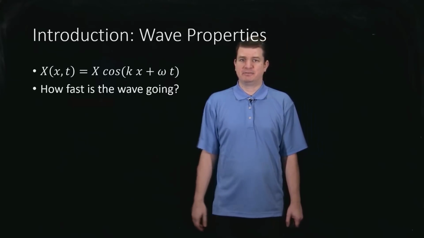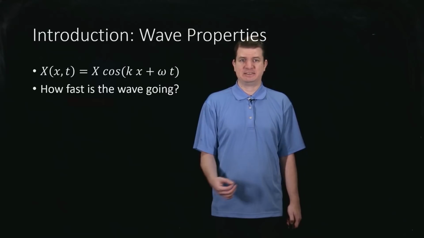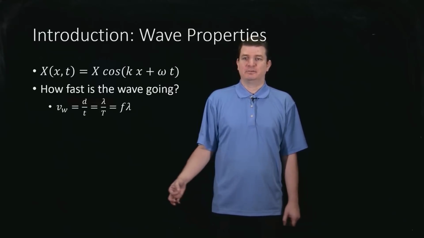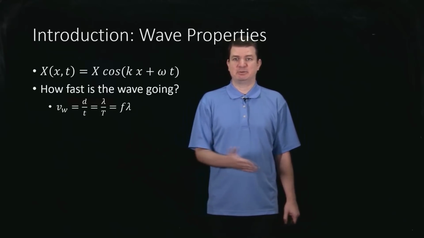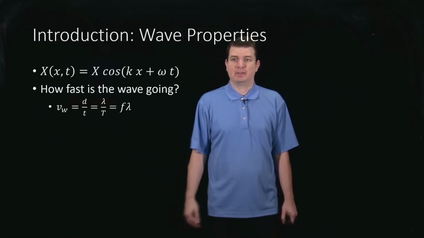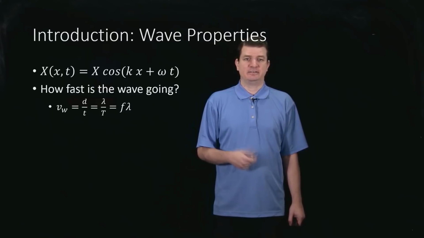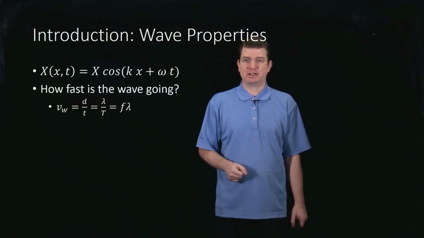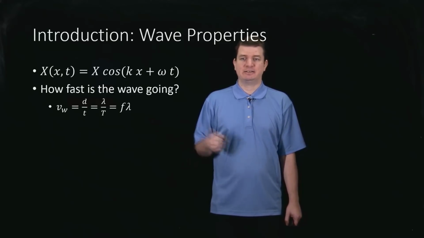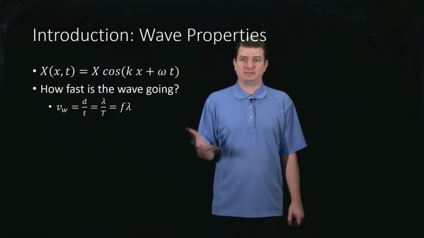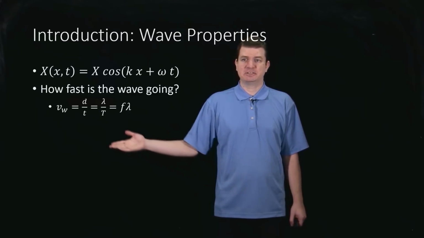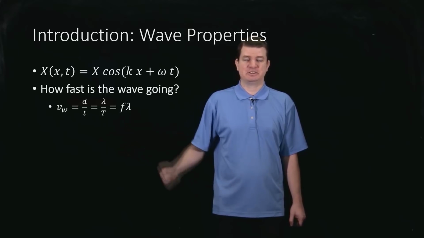How fast is the wave going? Well, remember that's the wave speed. And the wave speed is given by the distance that the wave will travel divided by the time. Well, that is the wavelength. That's the total distance. It travels that in one period. So we can write it as lambda on t. But 1 on t is just the frequency, so we can write down that v wave is just f times lambda.